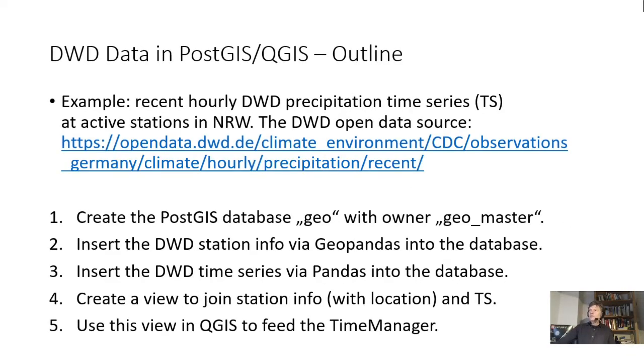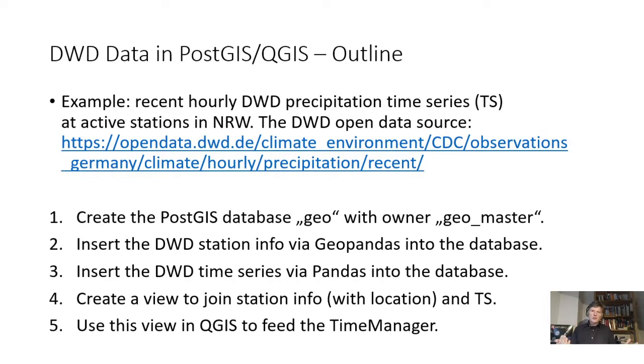Okay, so the example data we are using is from the German Weather Service, DWD. And so we would like to use recent hourly precipitation data. It's the way the DWD organizes the data. So we say recent data is relatively new. It covers a range of the last 500 days in hourly resolution. And we are interested in the precipitation because that's a nice feature.